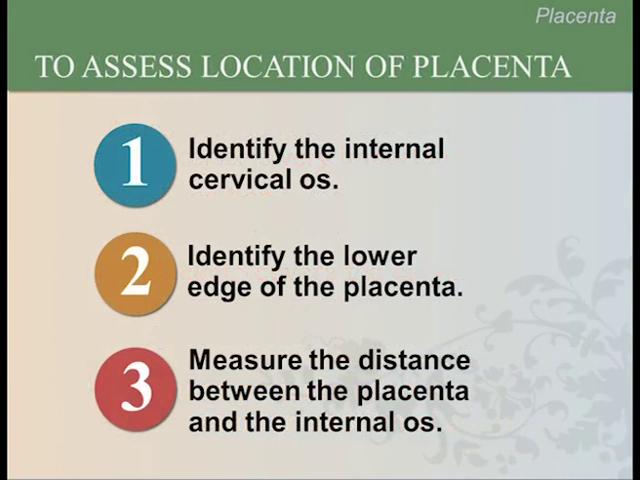Assessing how close the placenta is to the cervix is fairly simple. First, we find the internal cervical os and then identify the lower edge of the placenta. Then we simply measure the distance between the lowest placental edge and the internal os. We will look at each step in more detail.